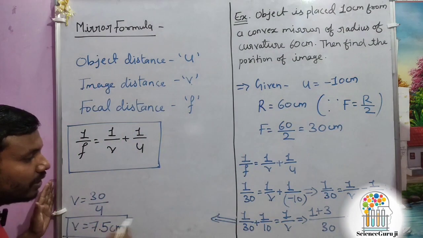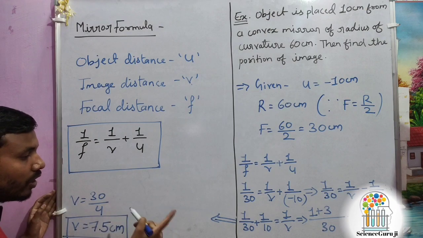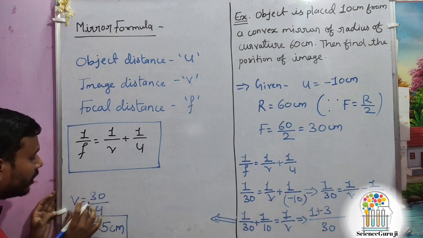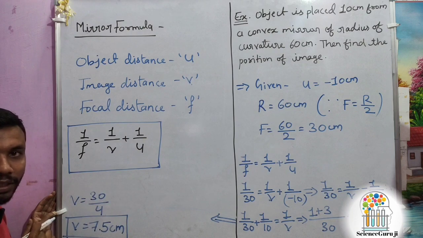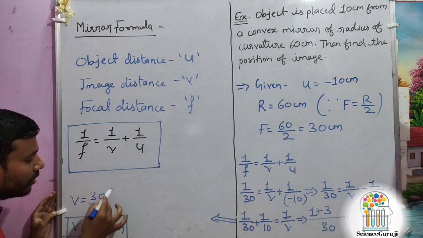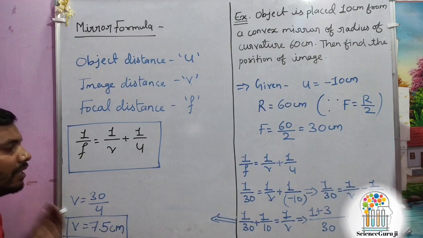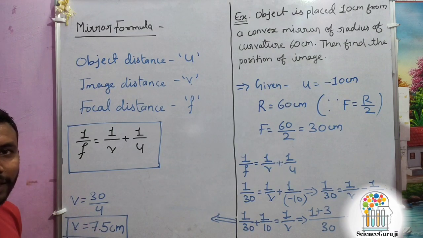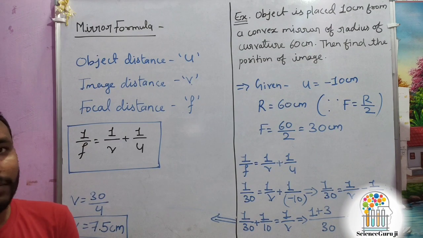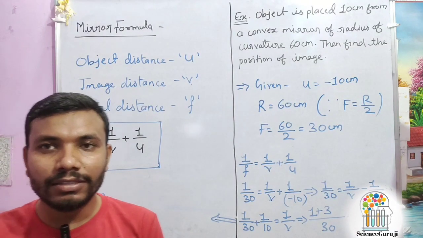If we switch the 1 upon v, that is, if we reverse 1 upon v, it will become v. So v is equal to 30 upon 4. By solving this, we get v is equal to 7.5 centimeter. So this one is our first example. You can take as many examples as you want. Okay, let's move to our next topic.